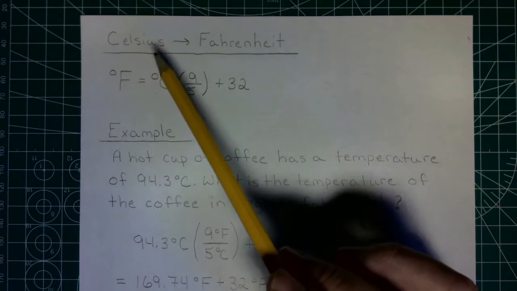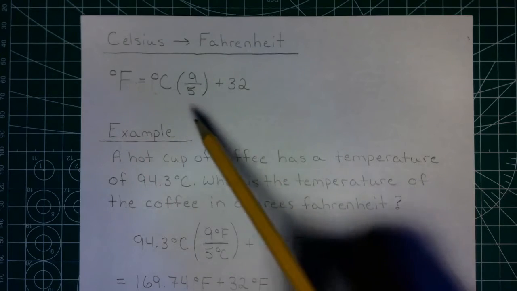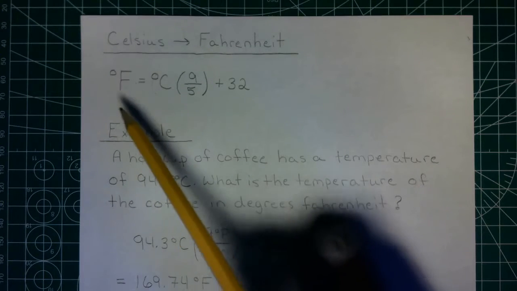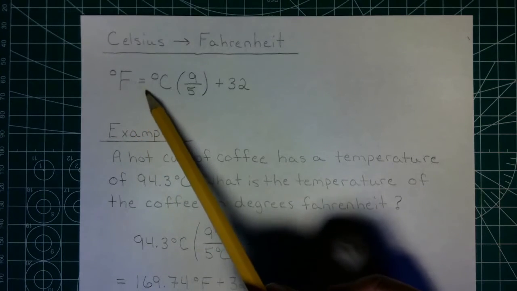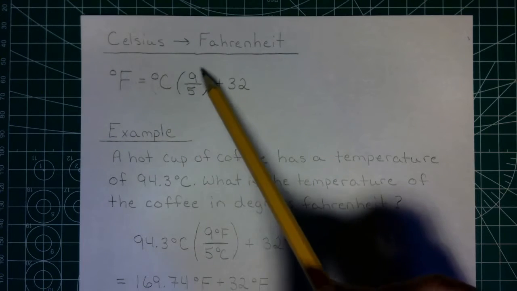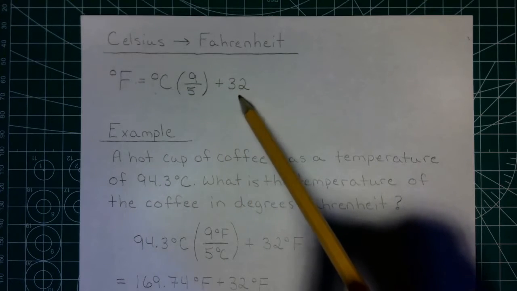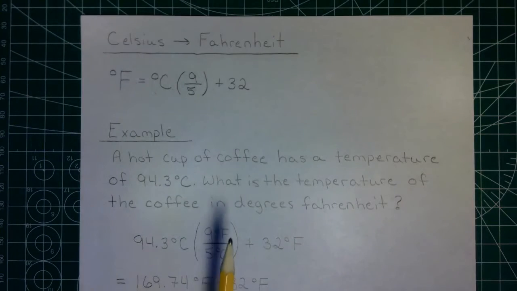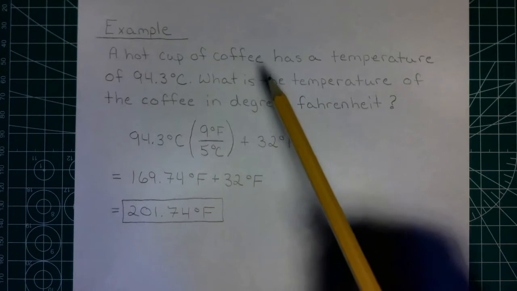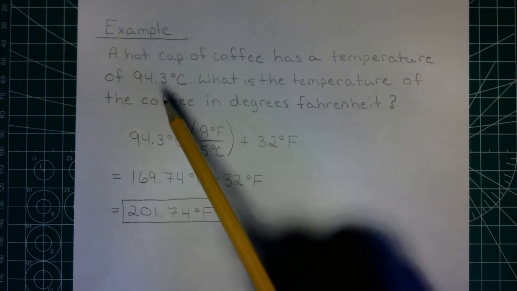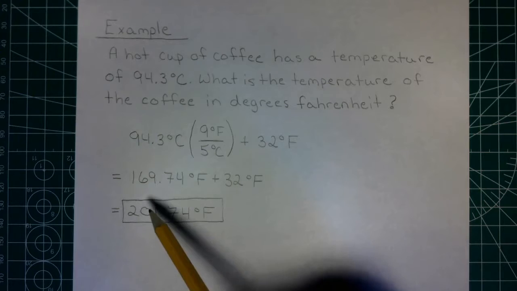To convert from Celsius to Fahrenheit, I have a different form of this equation, which you would get from just solving for degrees Fahrenheit in that other equation, where the temperature in Fahrenheit is going to equal the temperature in Celsius, first multiplied by our conversion factor, 9/5, and then we add 32 to it. If we look at an example here, we have a hot cup of coffee that has a temperature of 94.3 degrees Celsius. What is the temperature of the coffee in degrees Fahrenheit?